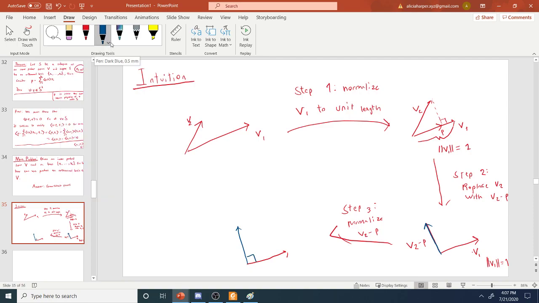So this right here is v2 minus p divided by the magnitude of v2 minus p. And this right here is v1 divided by the magnitude. Actually, I've already done that implicitly. So it's just v1, where v1 has unit length.